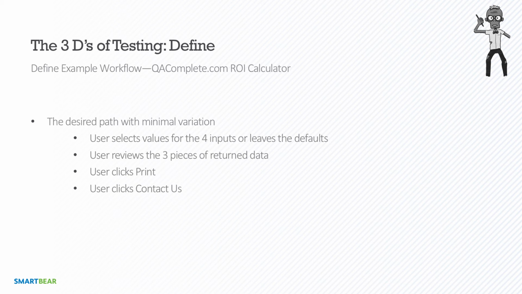That's okay. So what does it do? What does this thing do? We do 4 inputs, 3 pieces of data coming back, showing the return on investment of buying QA Complete. And then we want to give you different ways of consuming that information, a print button, a contact us button. So that's the general requirement, and we've put it with very minimal variation here.